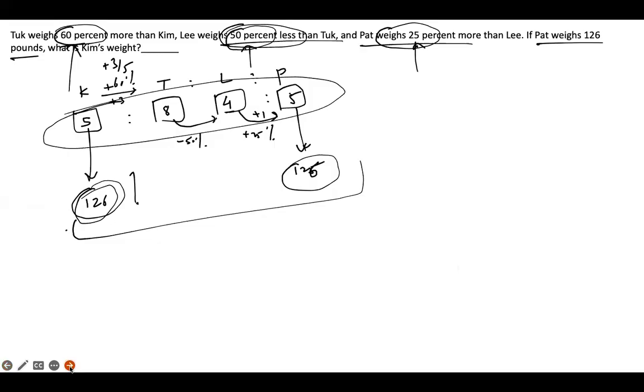Let's look at the next set of questions. You'll realize just by seeing the question and the values. Don't read the question, look at the values. 54, 50%, 25%. If you're assuming values, it would be easier to solve.